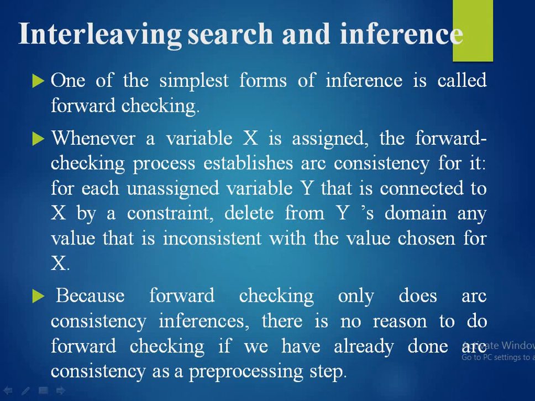Interleaving search and inference. One of the simplest forms of inference is called forward checking. Whenever a variable X is assigned, the forward checking process establishes arc consistency for it: for each unassigned variable Y that is connected to X by a constraint, delete from Y's domain any value that is inconsistent with the value chosen for X. Because forward checking only does arc consistency inference, there is no reason to do forward checking if we have already done arc consistency as a preprocessing step.